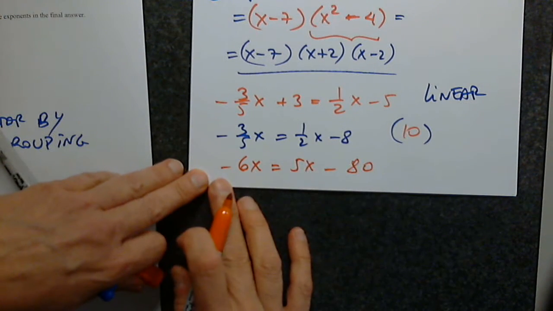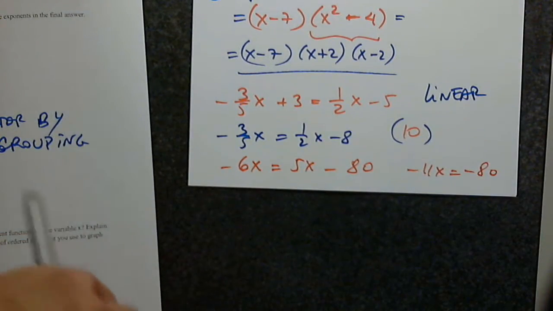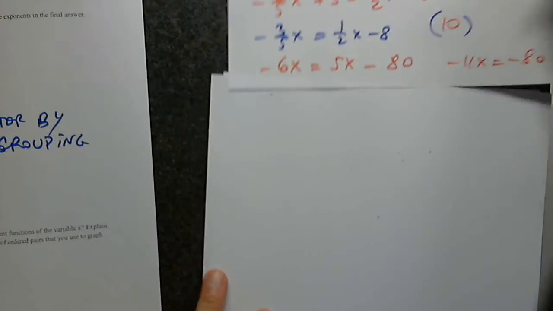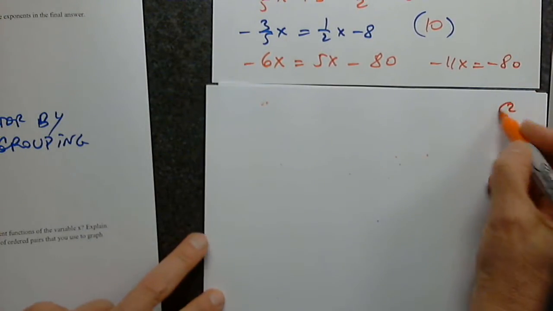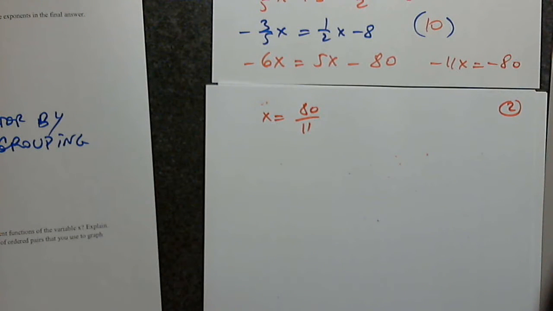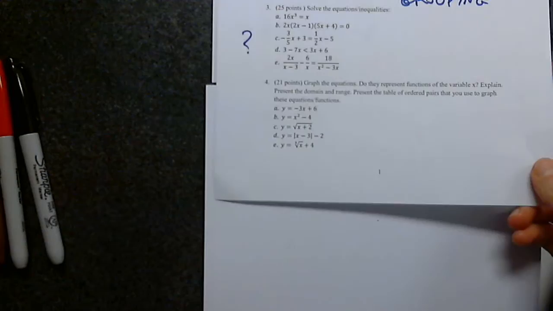So I move 5x to the other side. I get negative 11x equals negative 80. And of course, x would be 80 over 11. Any questions on this problem? Anything else from 3, or we move on to 4?